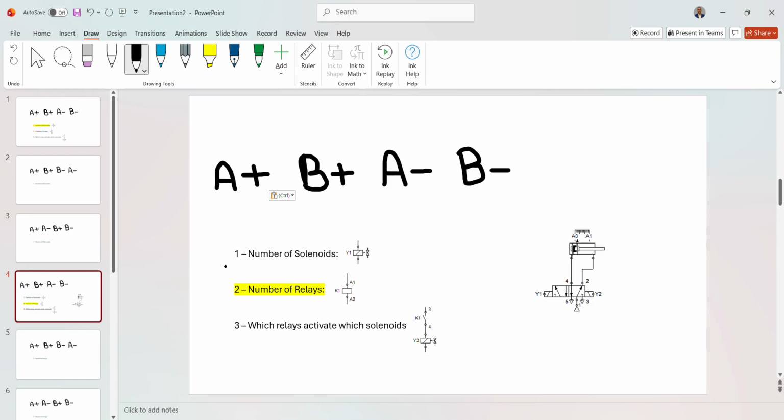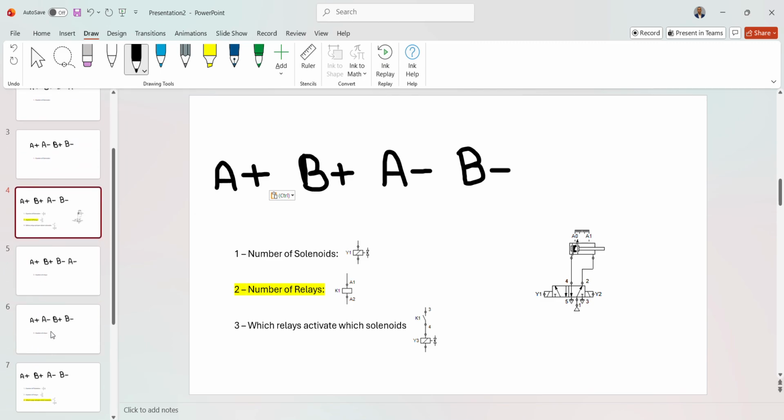What is the number of relays I need to have in my sequence? In other words, do I need a relay for each sequence? Do I need a relay for each solenoid? And the good news is, no. You don't need a relay for each sequence and you don't need a relay for each solenoid. You can have fewer relays compared to the number of sequences you have. What do I mean by that, and how can I know the number of relays I have? The answer is straightforward and quite simple.